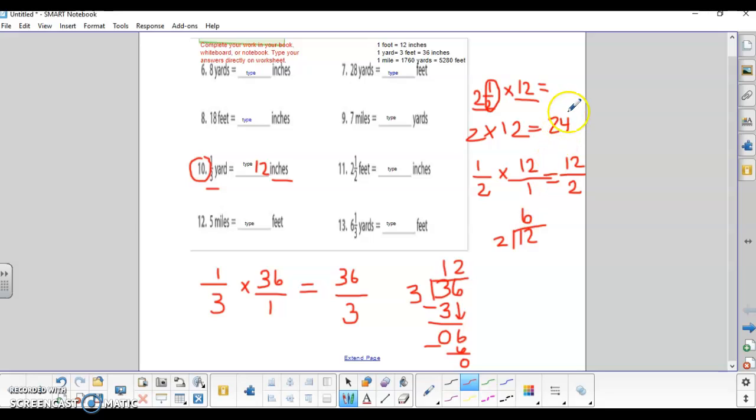So now we have to add our 24 and our 6 together to give us our full amount. 24 plus 6. 4 plus 6 is 10. Regroup our 1. 2 plus 1 is 3. So 2 1/2 feet equals 30 inches.